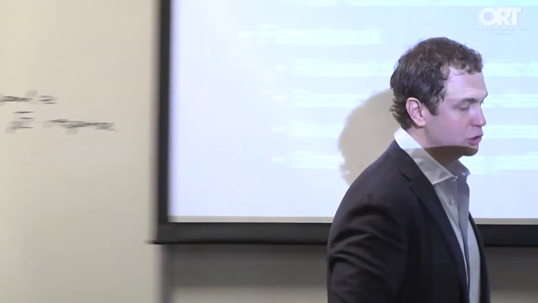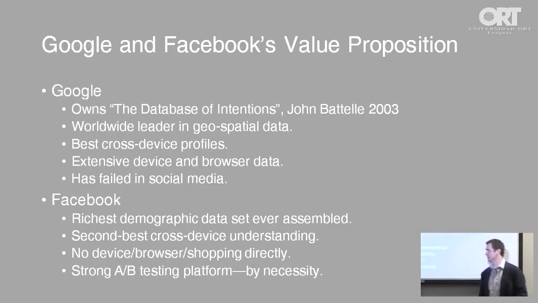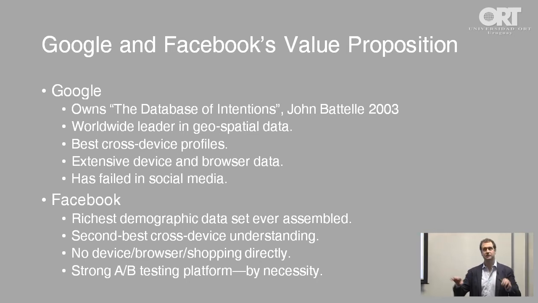And that's why Google tried to create Google+, is they wanted some of that data for themselves, and they were unable to do it, partially, I think, for missteps, partially for sort of network effects. They have second best cross-device understanding. They have no device, browser, shopping data directly, right? They plug in a lot of places in the web, and they are building up that data set, and they are continuing to work it.